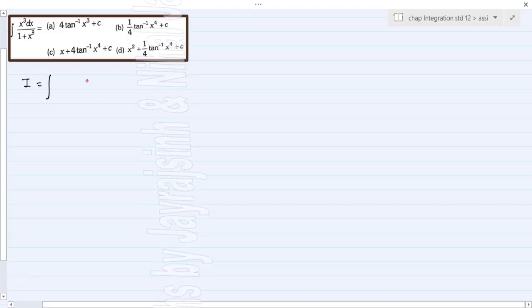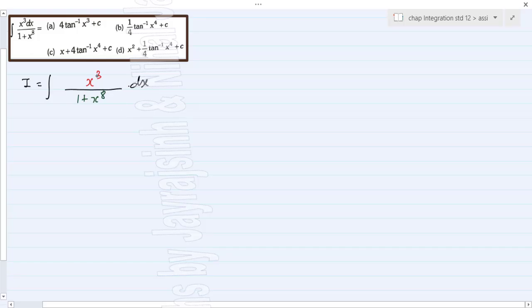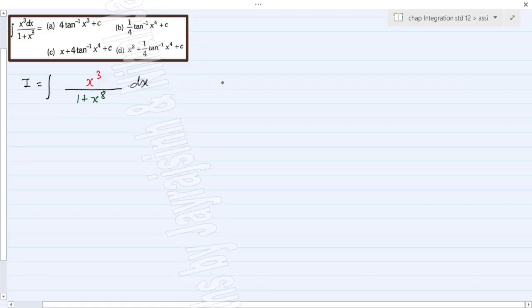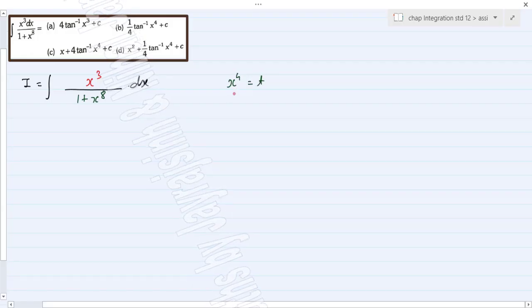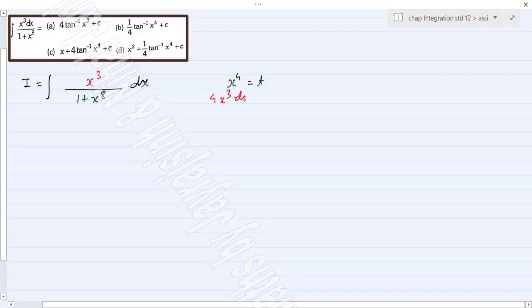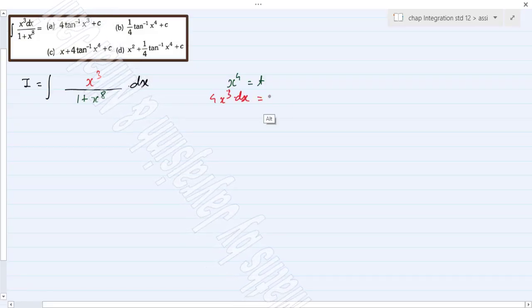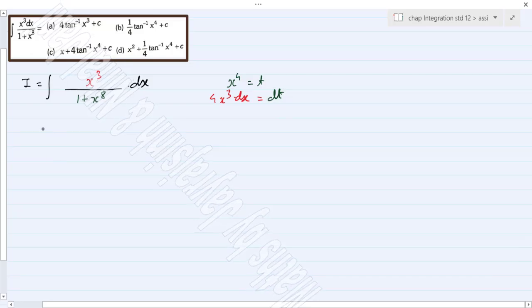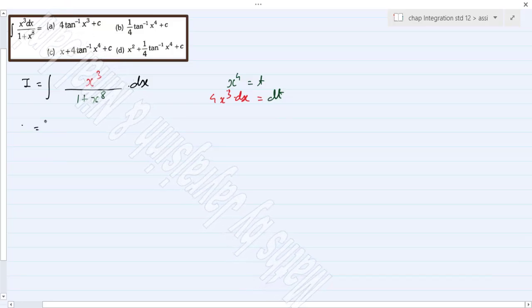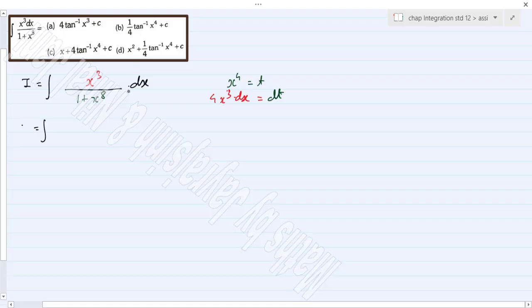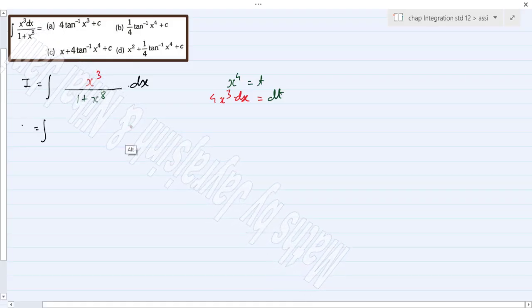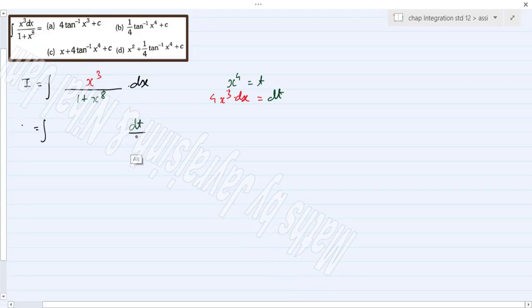Here we have to integrate x cube upon 1 plus x raised to 8. In the numerator, we have x cube, which is differentiation of x raised to 4. So we should assume x raised to 4 equal to t. Let's differentiate both the sides. We will get 4x cube dot dx is equal to dt.